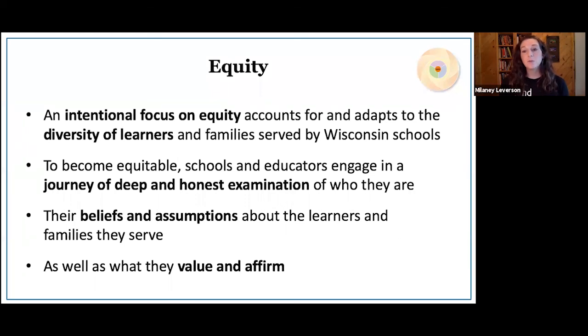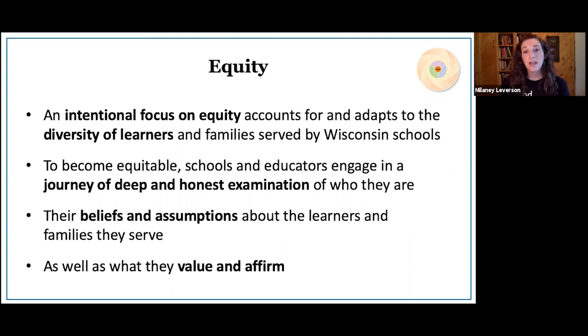And even a few students in each district, even by not meeting their needs, we're contributing to a pattern of inequity that we see across the state. So this work matters for everyone. To become equitable, schools and educators engage in a journey of deep and honest examination of who they are.